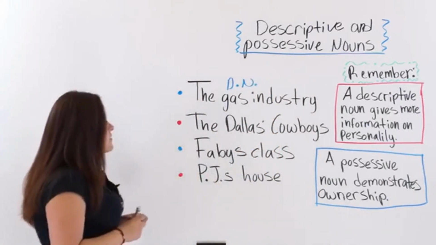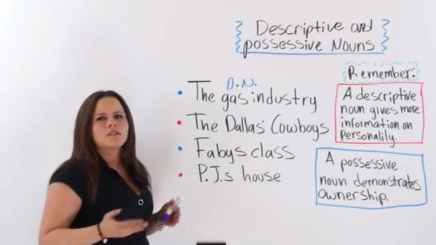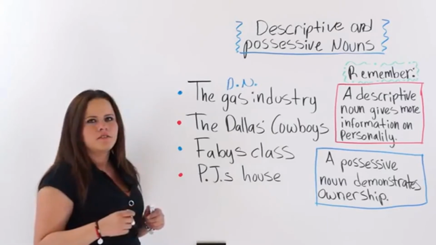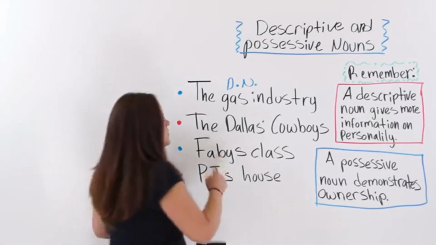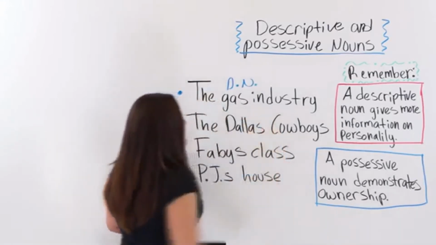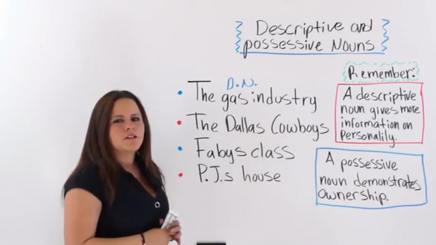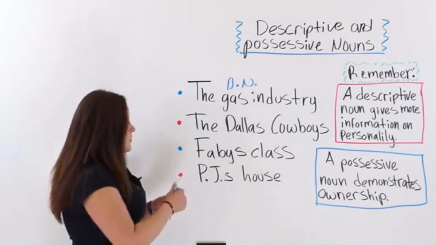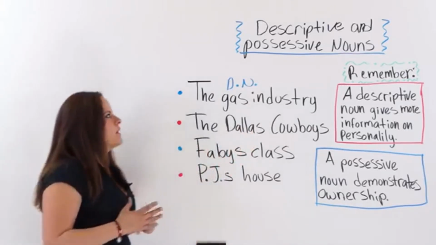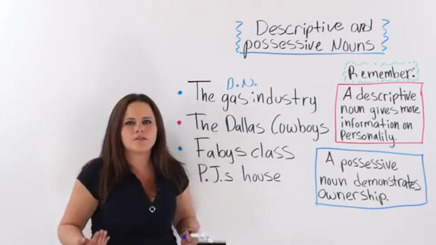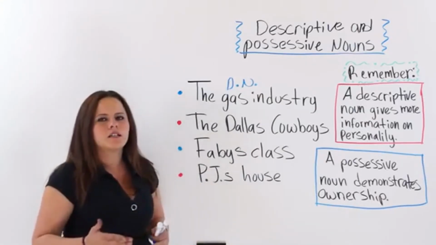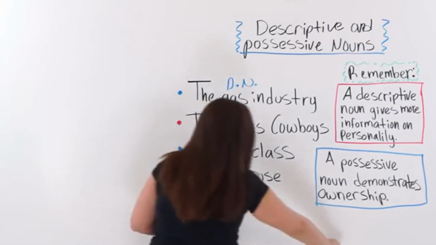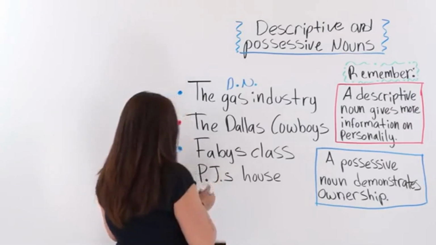The next one says the Dallas's Cowboys. The Cowboys belong to the Dallas. Do you think that's okay? No, it is not. This is also a descriptive noun. The Dallas Cowboys, not the Dallas's Cowboys. But still, that is a very common mistake that people make. So the only thing we did here was take away the apostrophe, because remember that descriptive nouns will never need or use an apostrophe. So this is also a descriptive noun.